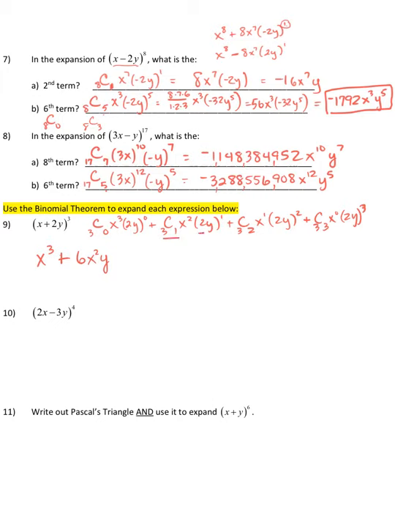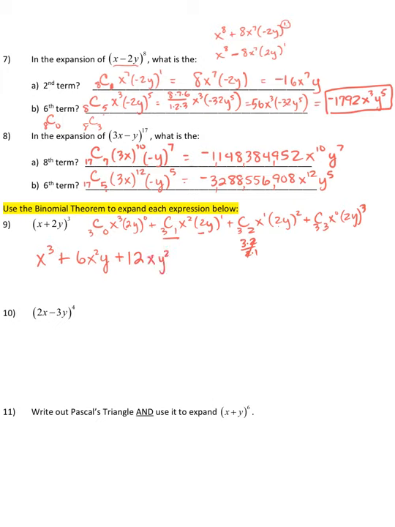You can't forget to multiply by the other number. So then we have the combination of three things 2 at a time, which is 3 times 2 over 2 times 1, which gives me 3, but I have to multiply by 2 squared, which is 4. So 4 times 3 gives me 12. And that'll be x to the first, y to the second.